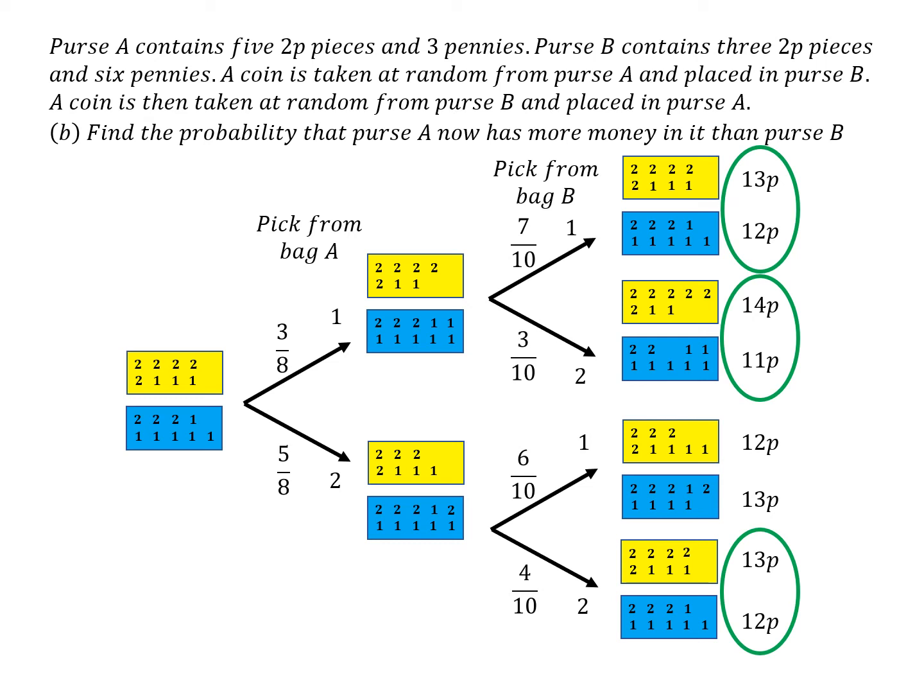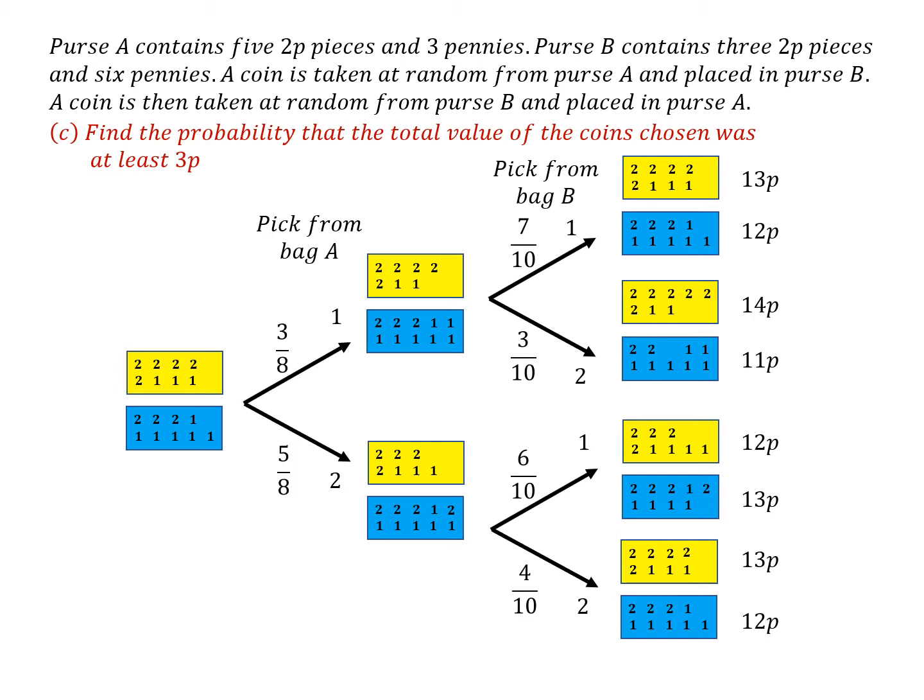Now I could calculate the probability of each of these 3 events happening and add those 3 probabilities together, but it's actually quicker to say, well, the probability of those three happening is 1 minus the probability of this happening. And the probability of that happening is 5/8 times 6/10. So 1 minus 5/8 times 6/10 is 5/8. So that's the probability that purse A has got more money in it than purse B.